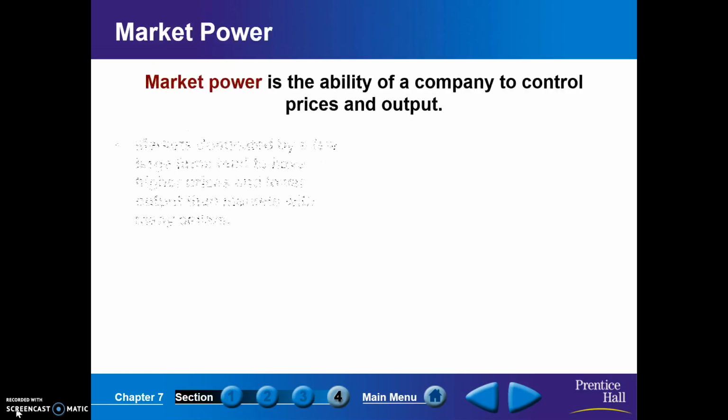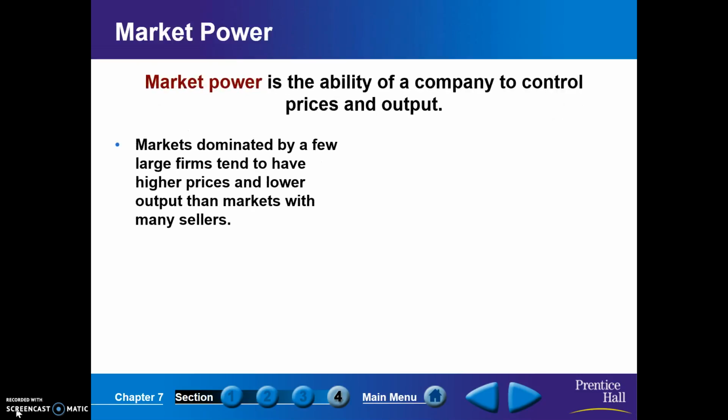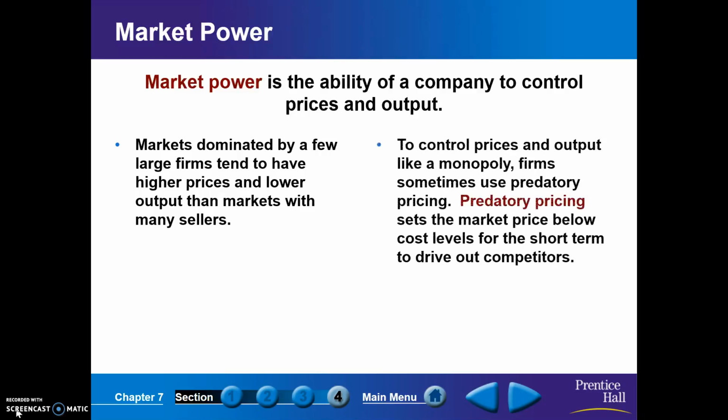So we'll talk about regulation and deregulation. We'll go ahead and wrap this up. Basically, like I said, market power is the ability for a company to control prices and output. We talked about price discrimination. Predatory pricing. It just basically sets the market price below cost levels for a short term to drive out competitors. Remember, in a market, it's very competitive.